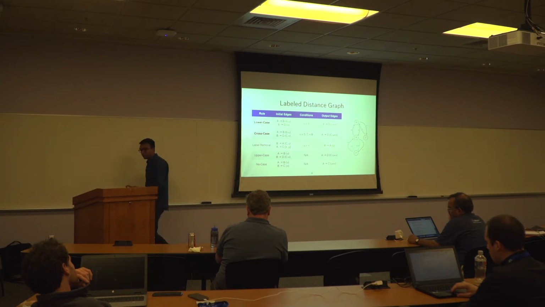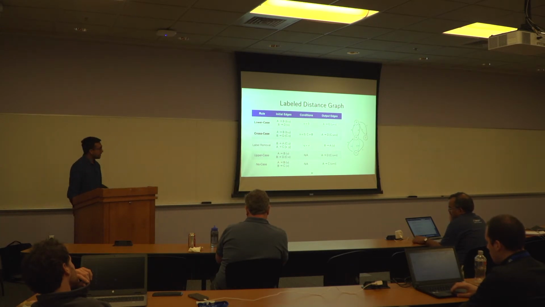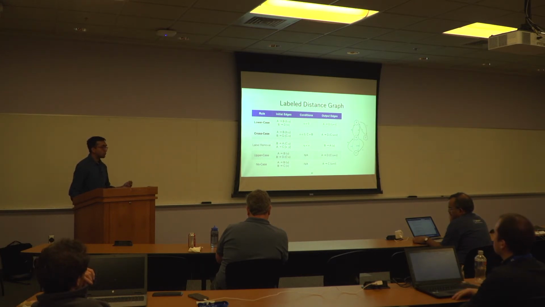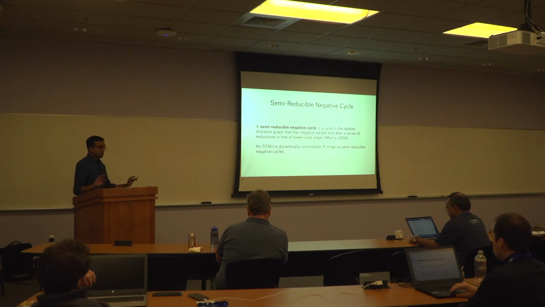The big reason I showed you these 5 rules is that if we apply them to our graph ad nauseum, they are sufficient for us to determine whether or not our STNU is dynamically controllable. These are just vocab words; I'm not explaining anything to you yet. We were trying to find a negative cycle, or something that approximated a negative cycle, and we knew immediately a negative cycle wouldn't work. Instead, the thing we're looking for is called a semi-reducible negative cycle.